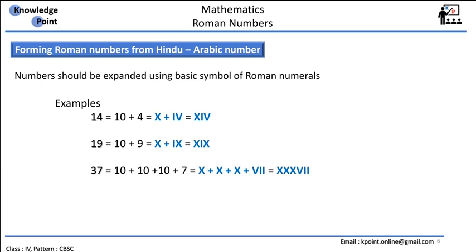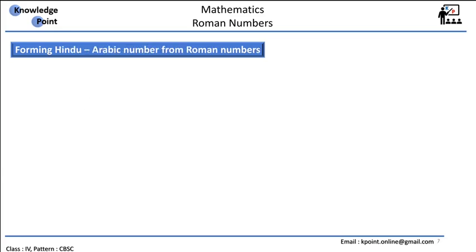37 can be written as 10 plus 10 plus 10 plus 7. So here for 10 we are using the symbol X. We can write it as X plus X plus X, plus for 7 we are using VII. So all together, after combining, it can be written as XXXVII.